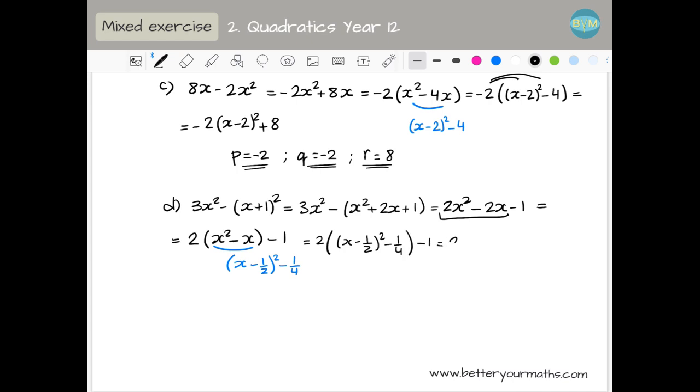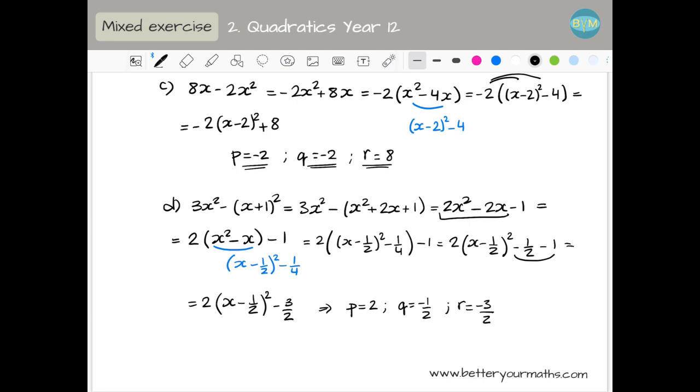I expand the 2, so 2 times x minus a half squared, minus 2 times 1/4, which is 1/2, minus 1. And the last thing I do is put together these two numbers. So I have 2 times x minus a half squared, and minus a half minus 1 is minus 3/2, which means P is 2, Q is minus a half, and R is minus 3/2. And that's all.